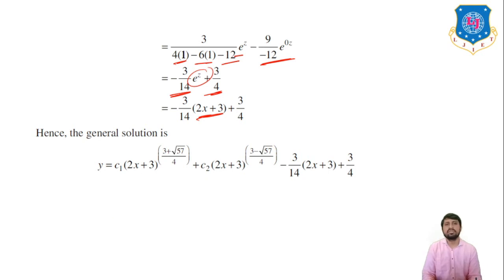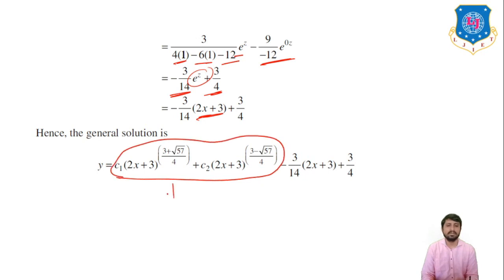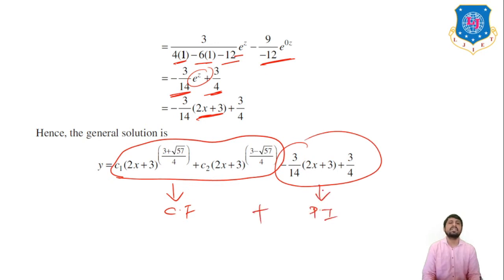So the general solution that we know is complementary function plus particular integral. So up to this is complementary function. Okay, this is your complementary function. This is your particular integral. So the general solution is nothing but complementary function plus particular integral that you have to write.